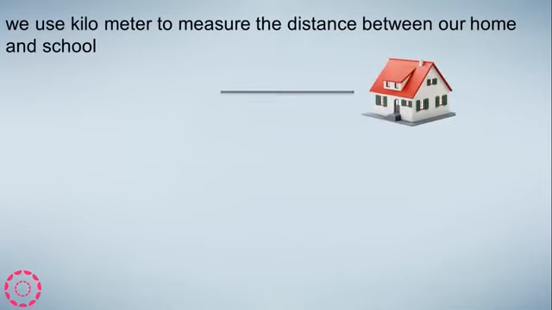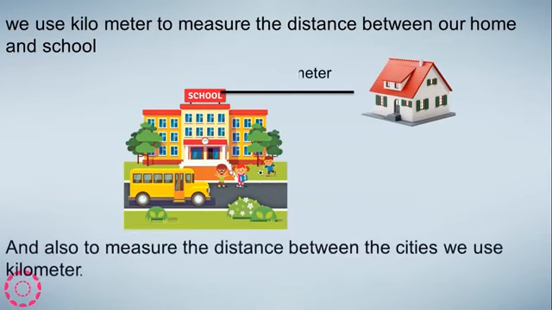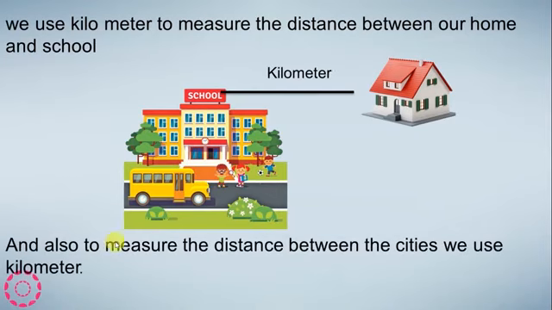We use kilometers to measure the distance between our home and schools. For example, you can say my home is too far away from school. My home is 2 kilometers from the school. At that time, you can use kilometers to measure this very long distance between two faraway places from each other. And also to measure the distance between the cities, we use kilometers.